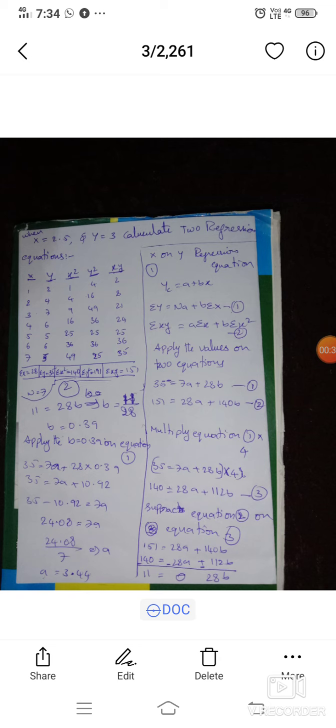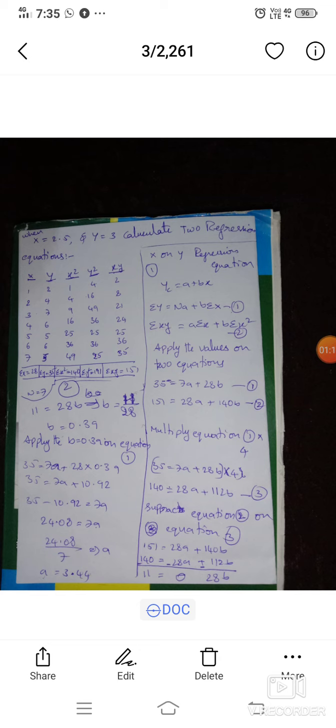The x values are 1, 2, 3, 4, 5, 6, 7, and the y values are 2, 4, 7, 6, 5, 6, 5. Let us watch the formula. Number 1, the regression equation: Yc is equal to a plus bx. Sigma y is equal to na plus b sigma x is the first equation, and then sigma xy is equal to a sigma x plus b sigma x square is the second equation.